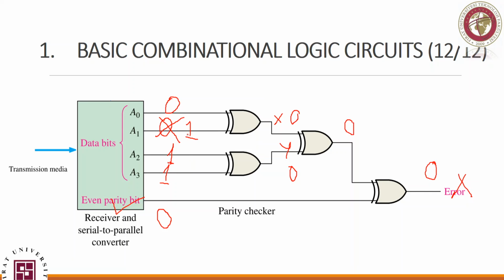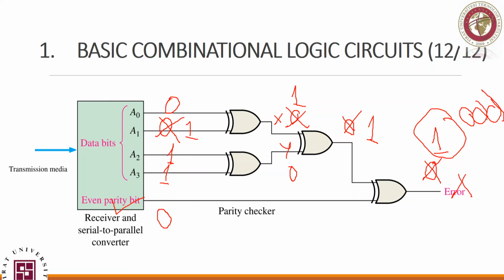0 XOR 1 is 1. Now, 1 XOR 1 is 0. 0 XOR 1 or 1 XOR 0 is 1. 0 XOR 1 or 1 XOR 0 doesn't matter, actually. Here, associativity doesn't matter. 1 XOR 0 is 1. So it's not even parity. This is odd. And because it's odd, in that case, what we have is error.